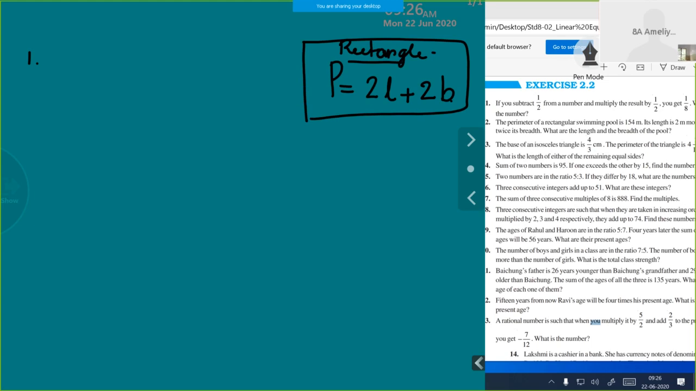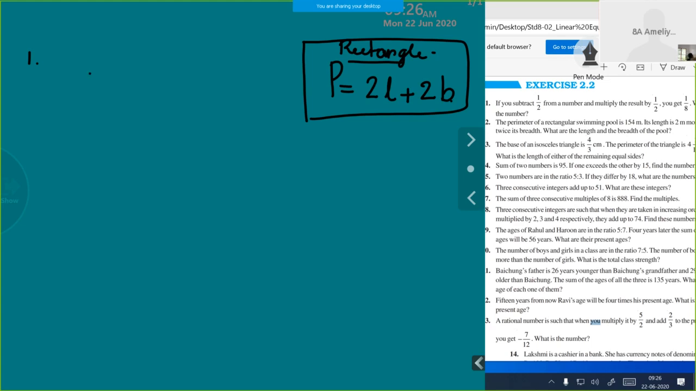Only then you will be able to do the answer. So please note down the formula. 2 length plus 2 breadth is equal to the perimeter. Now come back to the question. The perimeter of a rectangular swimming pool is 154 meter. Its length is 2 meter more than twice its breadth. What are the length and breadth of the pool?